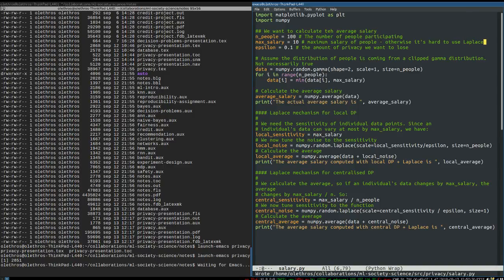Okay. If we don't have a maximum salary, then we can't use Laplace, because we need a bound on the sensitivity, and the sensitivity is bounded by the amount of salary they can have. So if we add one person to the data, then this adds a little bit. Now, how much privacy do we want to lose?